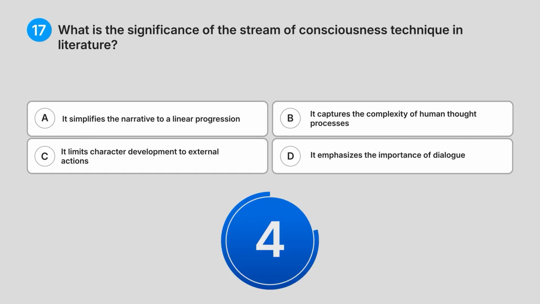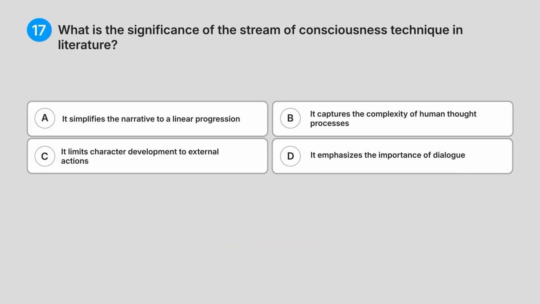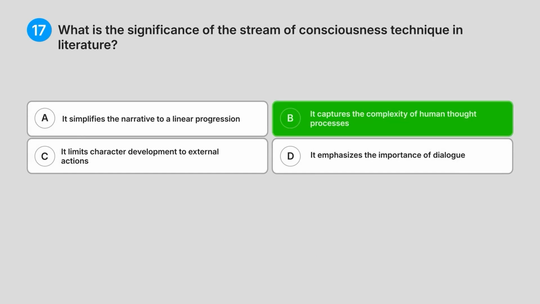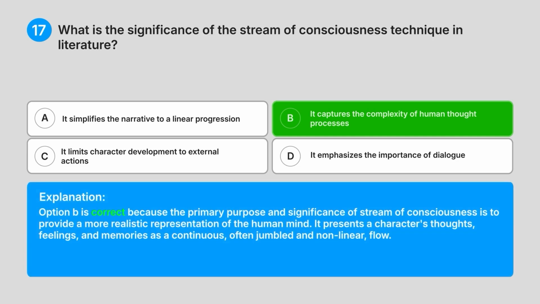Can you guess the answer? Correct answer, B. It captures the complexity of human thought processes. Explanation: option B is correct because the primary purpose and significance of stream of consciousness is to provide a more realistic representation of the human mind. It presents a character's thoughts, feelings, and memories as a continuous, often jumbled and non-linear flow.